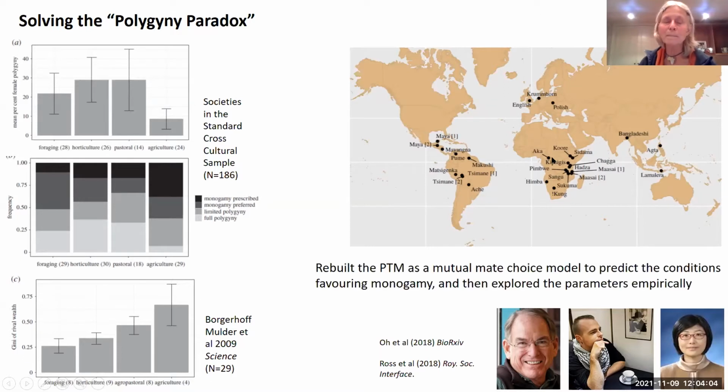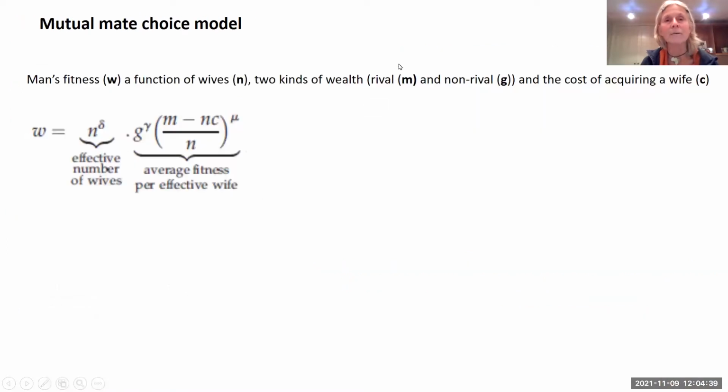So more specifically, what we did was we rebuilt the polygyny threshold model as a mutual mate choice model, which is more appropriate in a species with biparental care, where both males and females have specific interests in their mate choice. And we used this rebuilt model to predict the conditions that favor monogamy. And then we explored the important parameters that we'd identified in the model with the empirical data that we have here. So this is what I'm going to talk about with a few more slides now.